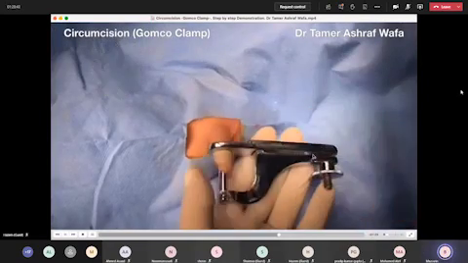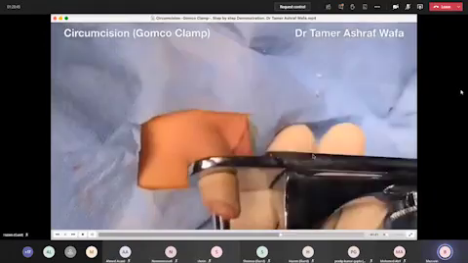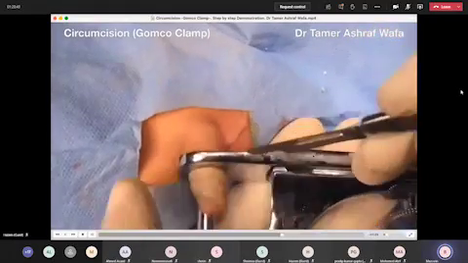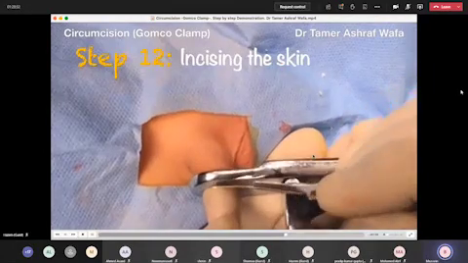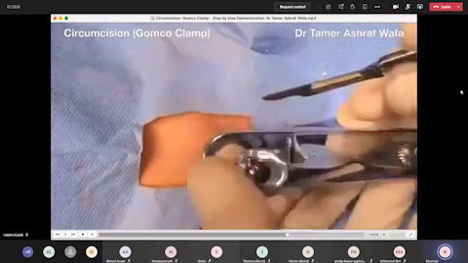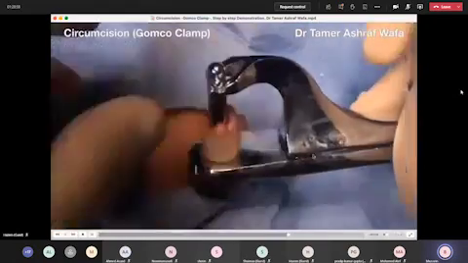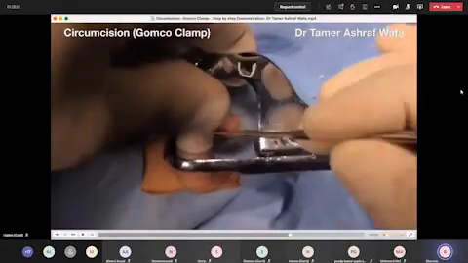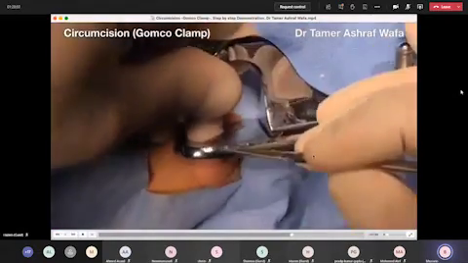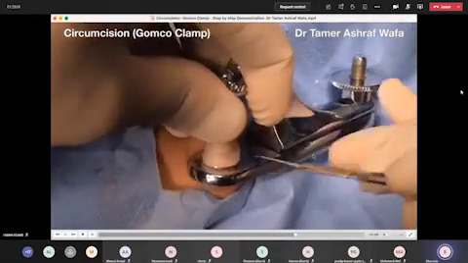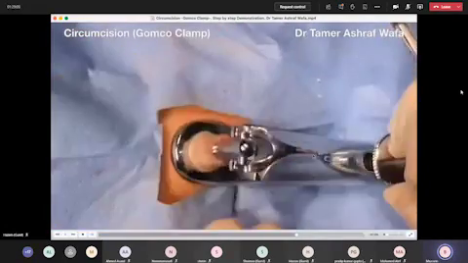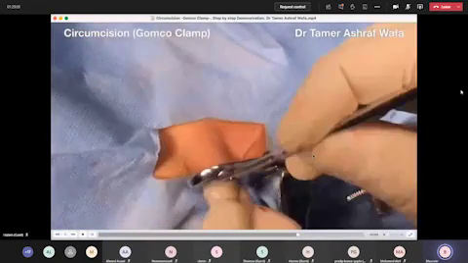This is how the GOMCO will look at the end of its application. It's all about a neat scar, when there is no risk of injuring the glans because the glans is already protected. The neatness of the scar is important. I think it's very, very important. It's a secondary issue, but secondary issues are at times very, very important.